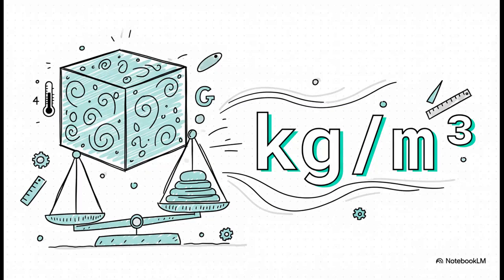That's it. To make this a little more real, let's use a benchmark that everyone knows: water. Picture a cube that's 1 meter on every side. If you filled that cube with water, it would have a mass of 1,000 kilograms. So its density is 1,000 kilograms per cubic meter. And trust me, that number is basically the foundation for almost everything else we're going to talk about.